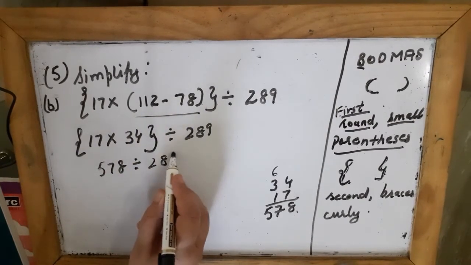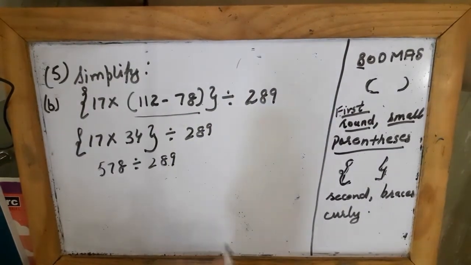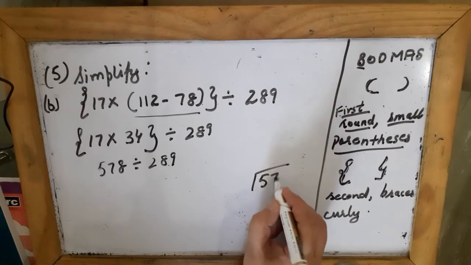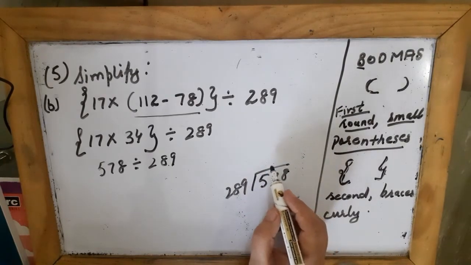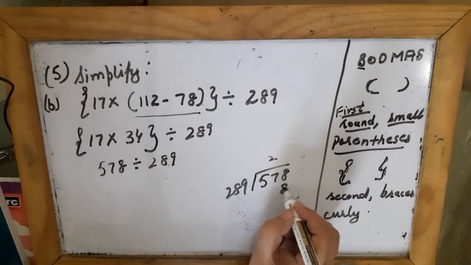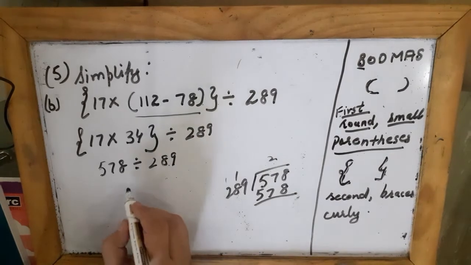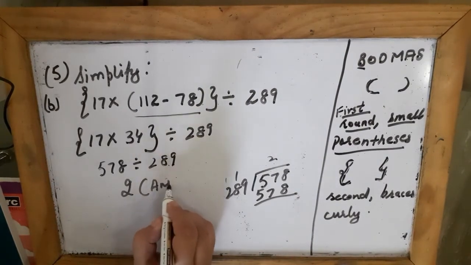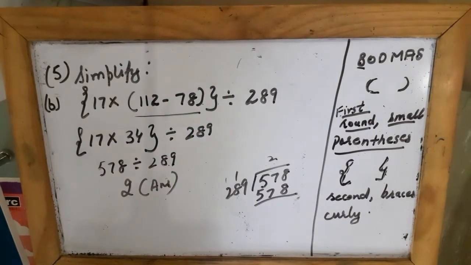So 578 divided by, so I have got the answer of this 578, so I can remove this curly bracket, divided by 289. So now when I divide 578 with 289, so what you will get? You will get 2s are 9, 2s are 18, 16, 17, and 578. So what the answer you get? It's 2. So this is how we solve the sum when you have brackets and when you have more than one operation.